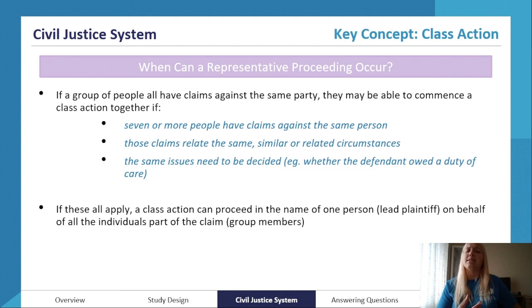So they don't have to be the exact same, but they have to be very, very similar, and the civil wrong has to be very, very similar that has occurred. And the same issues need to be decided. So this means that the reason that they're bringing a claim against the defendant must be the same. Okay, so when they initiate a claim, they outline what the defendant did wrong and what kind of compensation a plaintiff wants from the defendant.